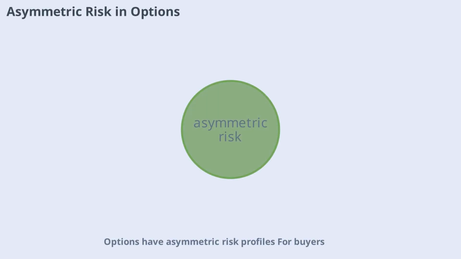Options have asymmetric risk profiles. For buyers, the maximum loss is limited to the premium, but profits can be unlimited for calls or substantial for puts. For sellers, the maximum gain is the premium, but losses can be unlimited or very large. This asymmetry is a key reason why options are popular for hedging and speculative strategies, offering controlled risk for buyers and potential income for sellers.